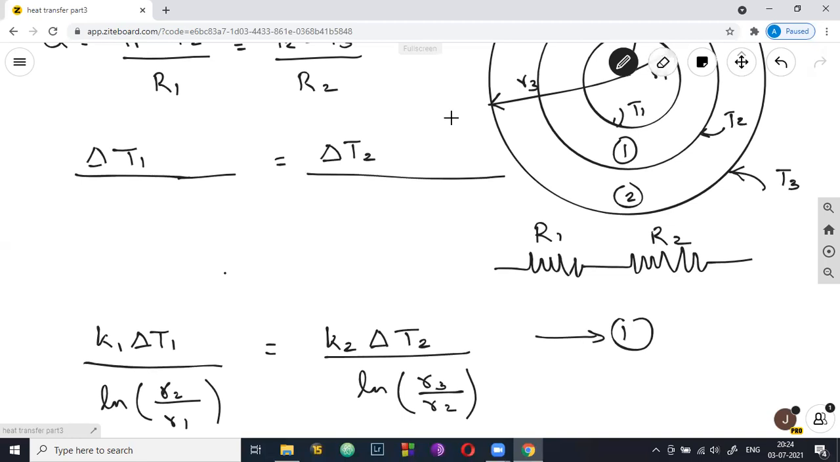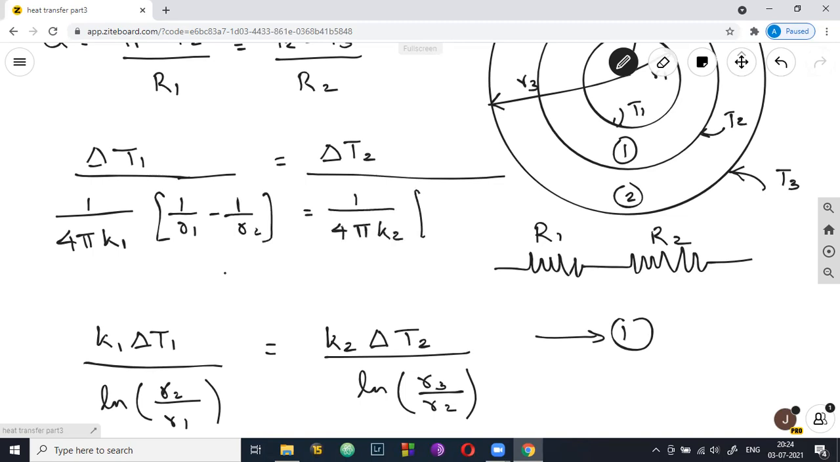So for sphere, the equation is 1 by 4 pi K1 into 1 by R1 minus 1 by R2 is equal to 1 by 4 pi K2 into 1 by inner radius minus 1 by outer radius. Guys, I made a small mistake here. I took this as cylinder. That's why I was solving in terms of cylinder. This is actually in terms of sphere. You can see the question here itself.